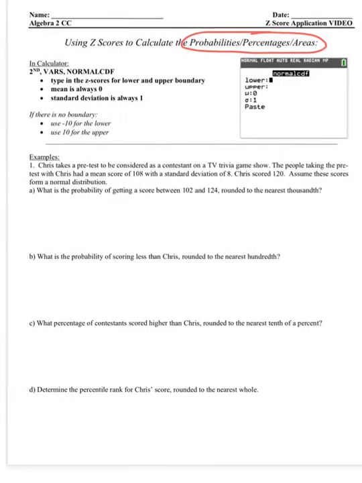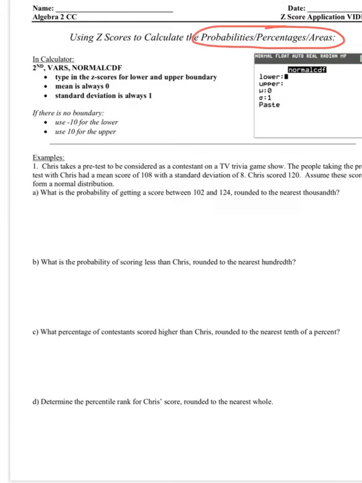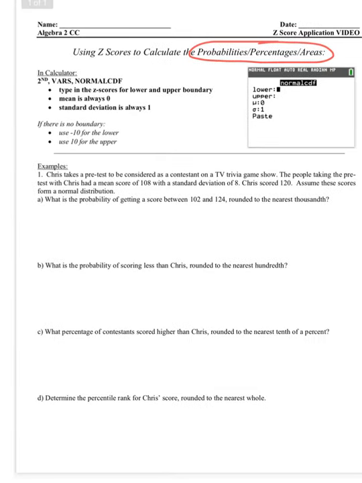Number 1, Chris takes a pretest to be considered as a contestant on a TV trivia game show. The people taking the pretest with him had a mean score of 108, a standard deviation of 8, and Chris scored a 120. Assume these scores form a normal distribution, meaning we can actually do all this stuff. Letter A, what is the probability of getting a score between 102 and 124, rounded to the nearest thousandth?